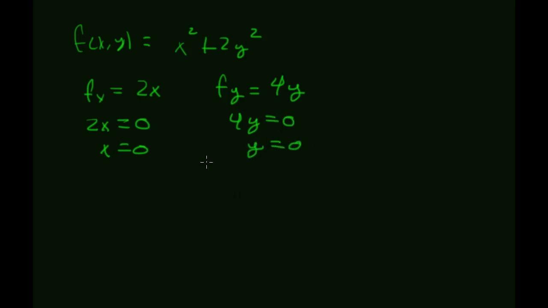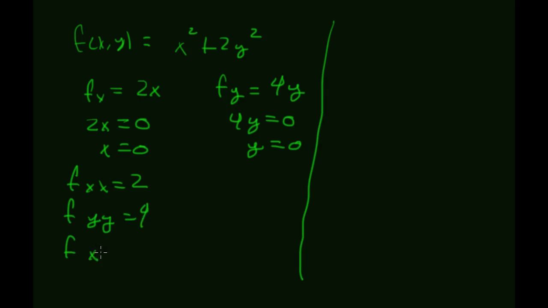Okay, so I need to know the second derivatives here. So f sub xx is going to be 2, f sub yy is going to be 4, f sub xy comes out as 0. Okay, so this means D everywhere on this thing is going to be 2 times 4 minus 0 squared, which is 8, which is ultimately always positive.